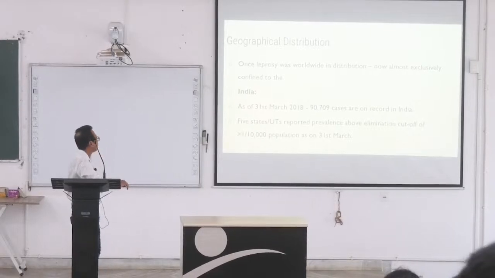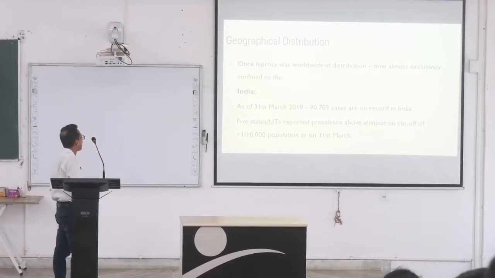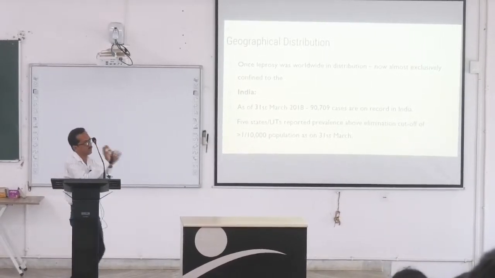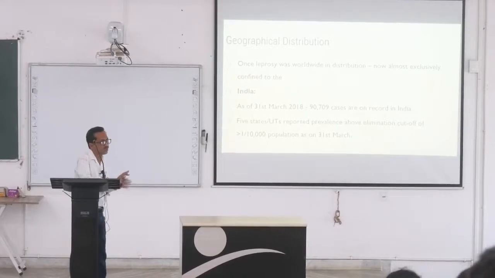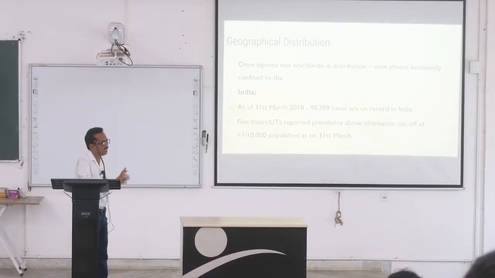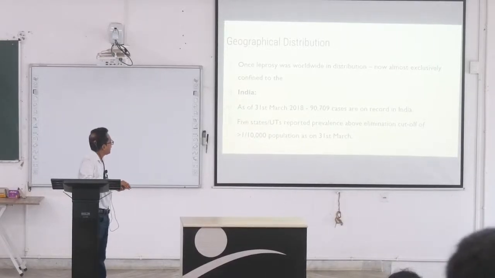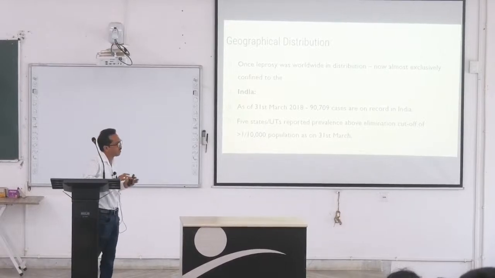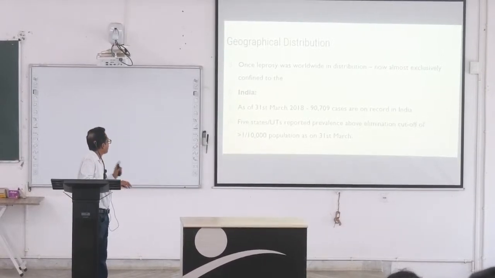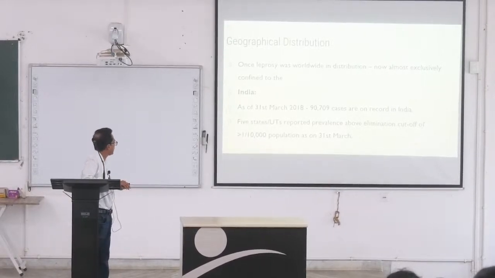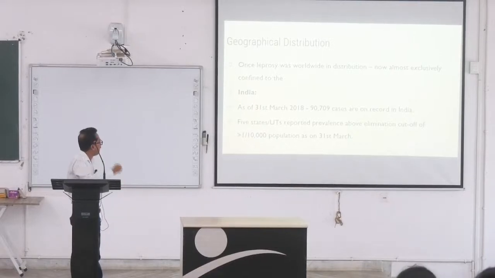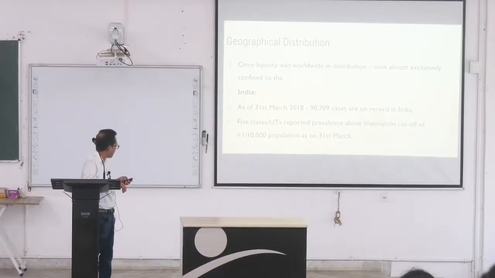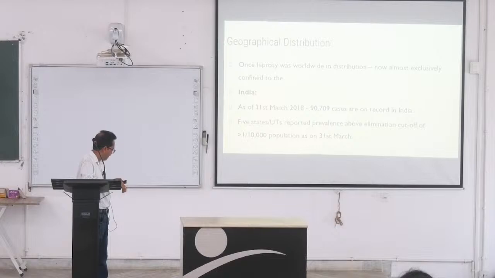Now, although leprosy once had a worldwide distribution, it is now almost exclusively confined to India. So new leprosy cases are seen in India only. As of 31st March, 90,709 cases are on record in India. Five states or union territories have reported prevalence above the elimination cutoff of 1 per 10,000.